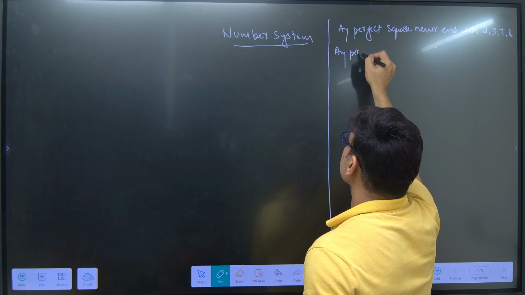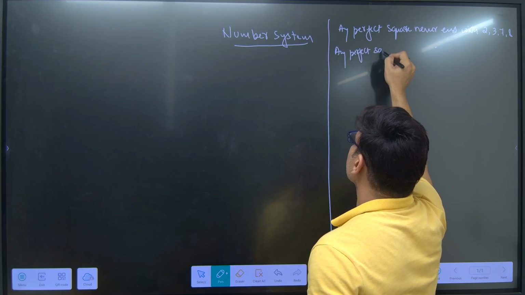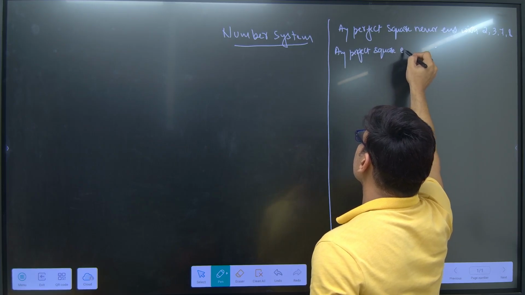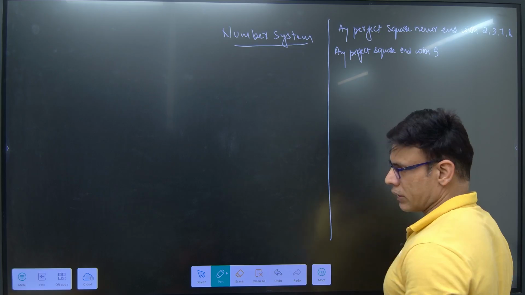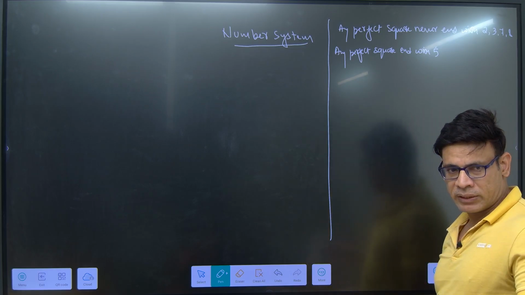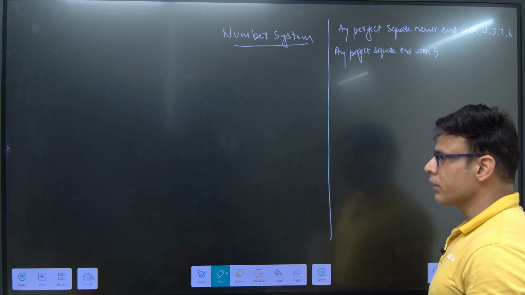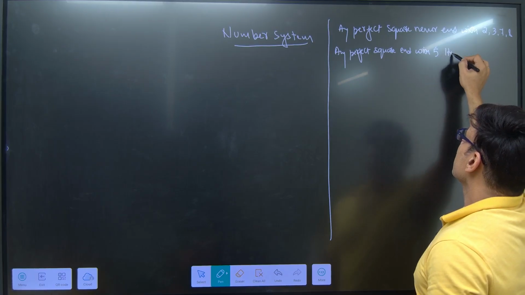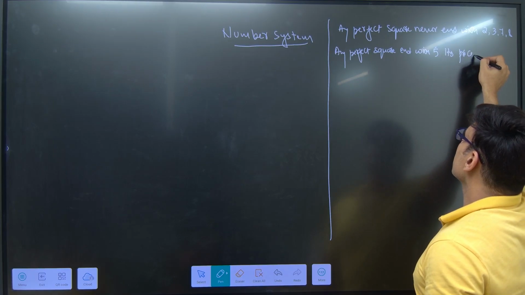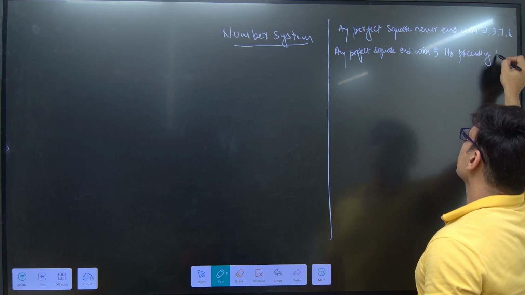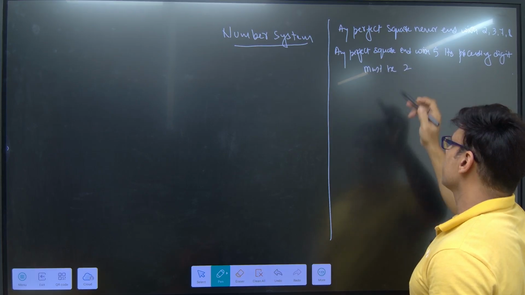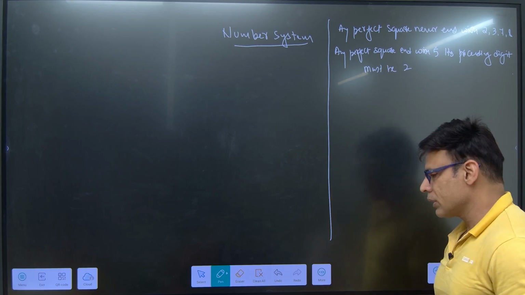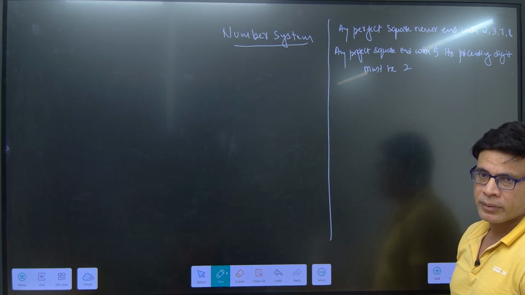Second is, any perfect square ending with 5. If there is a number which is a perfect square ending with 5, its preceding digit must be 2. Its preceding digit must be 2.